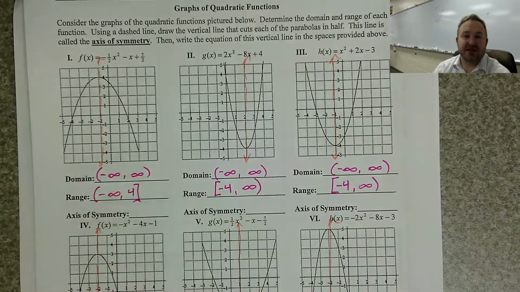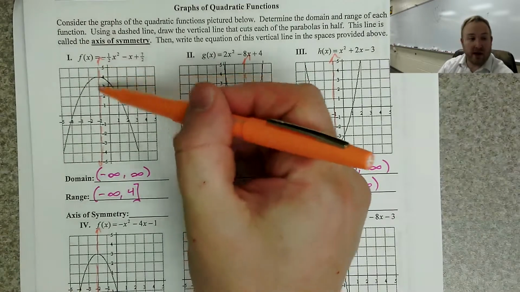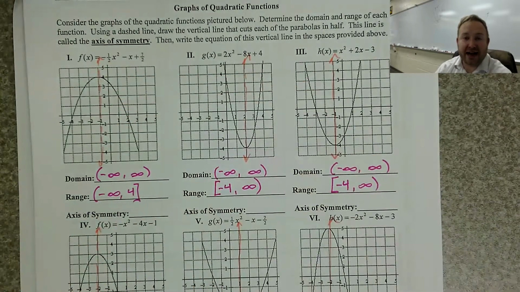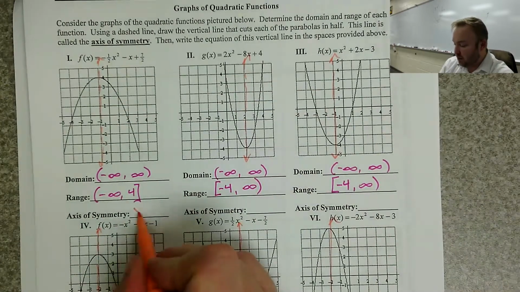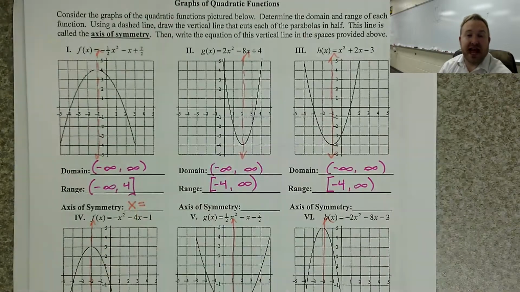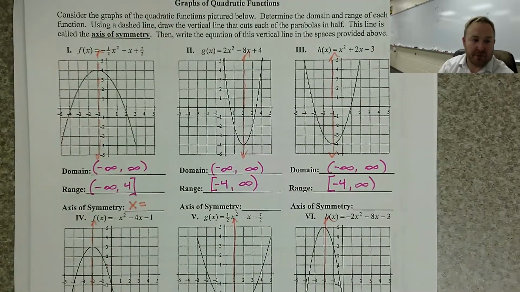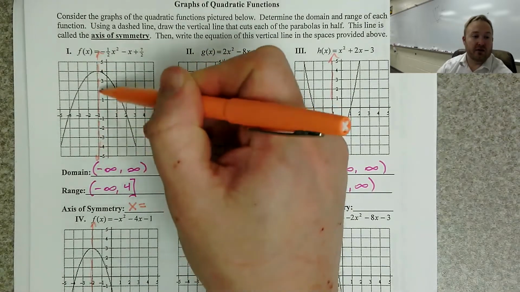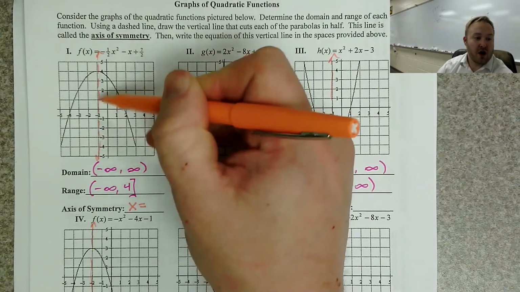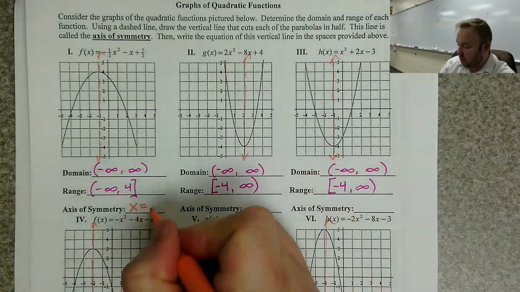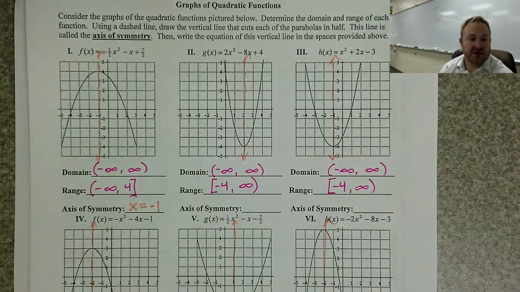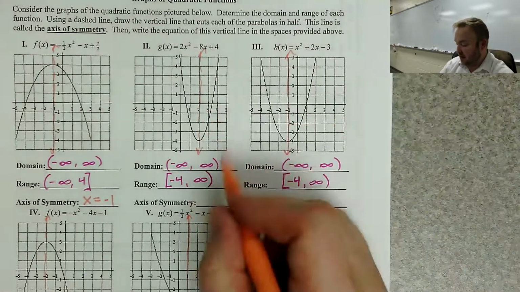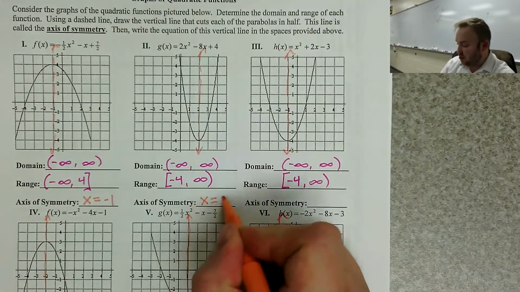Since our axis of symmetry is a vertical line, meaning that every point on that line has the same x coordinate, then when we write its equation, the equation is x equals some number. That number is whatever the x coordinate of all of these points is. In this case, all of these points have an x coordinate of -1, so the axis of symmetry is x equals -1. This axis of symmetry would be x equals 2.